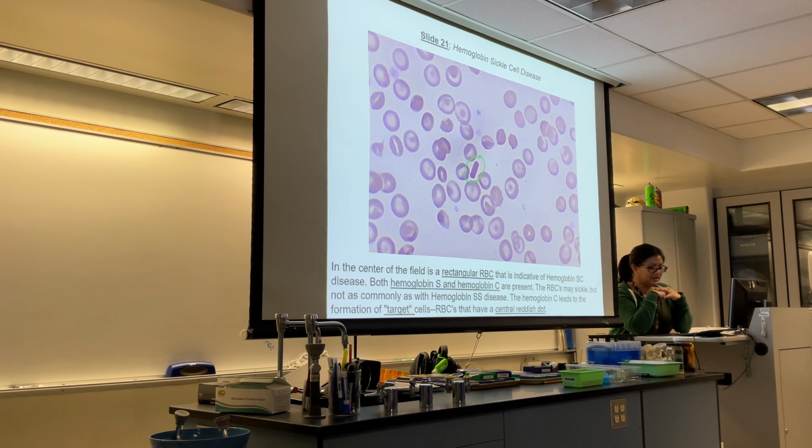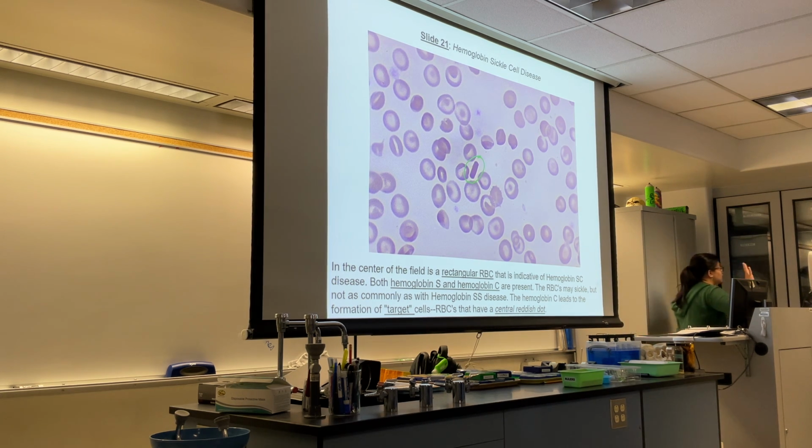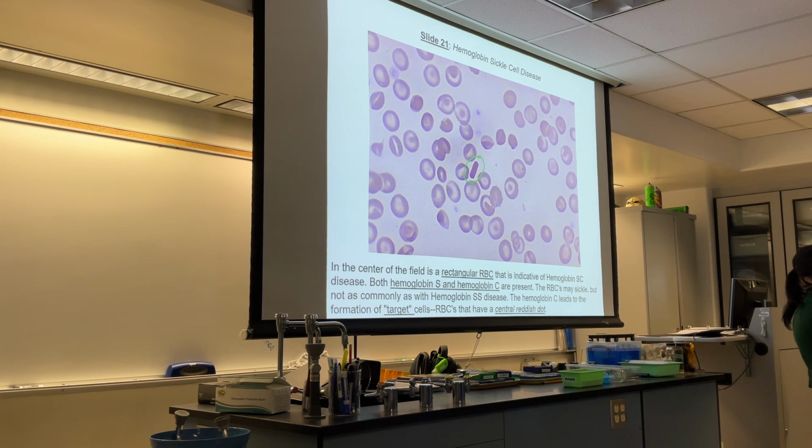Another thing that you can see here, here's what I want you to know. Hemoglobin S and hemoglobin SS are very similar to one another, but there's also another type of abnormal hemoglobin called hemoglobin C. Your cells may sickle here, forming that half moon, crescent shape. However, what is more prevalent for hemoglobin sickle cell disease are target cells.